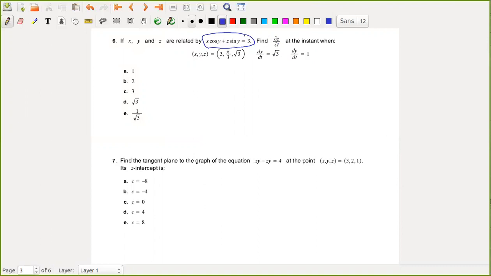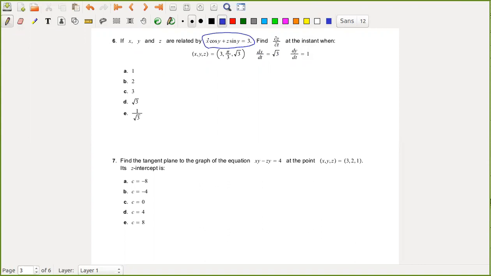This implicitly defines z as a function of x and y. X and y are independent, but they are both functions of t. Now we want to find the partial derivative of z with respect to t at the instant where all of these are true here. The first thing we want to do is take the derivative of both sides with respect to t. So now y is a function of t.